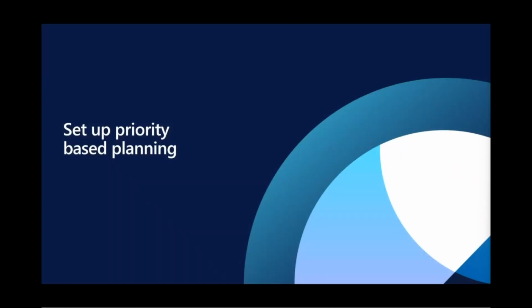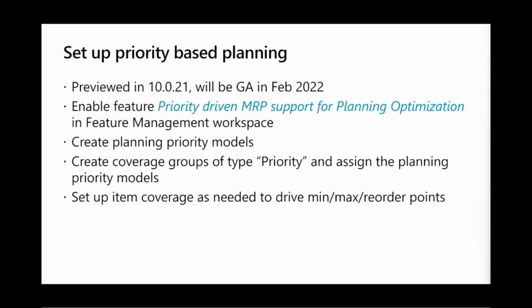So now we're going to take a step over into D365 and go over the steps required to set up this functionality in the system. This feature was previewed in 10.0.21 and will be generally available in February of 2022. The first thing that we need to do is to enable the feature priority-driven MRP support for planning optimization, which is available through the feature management workspace.